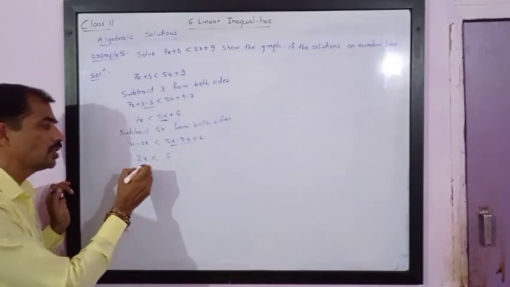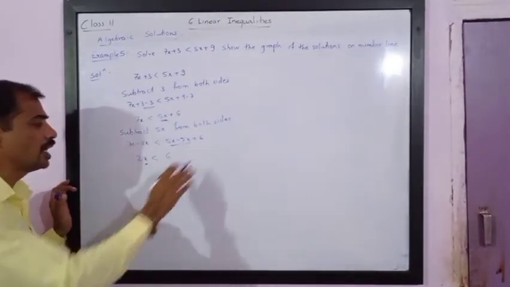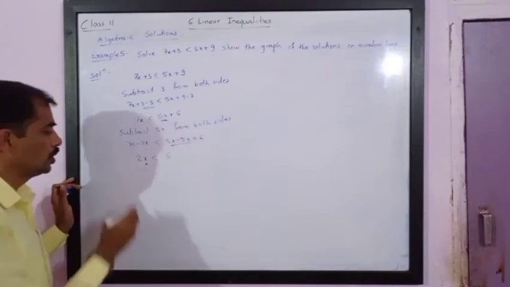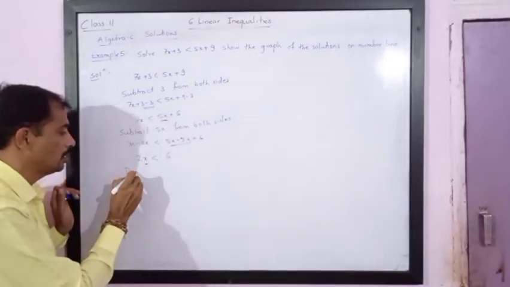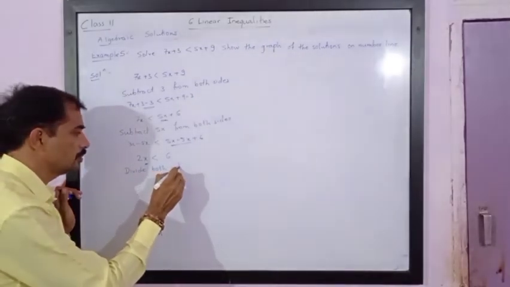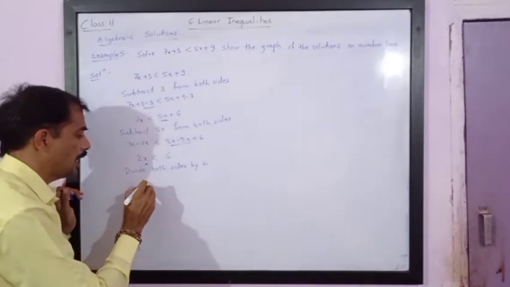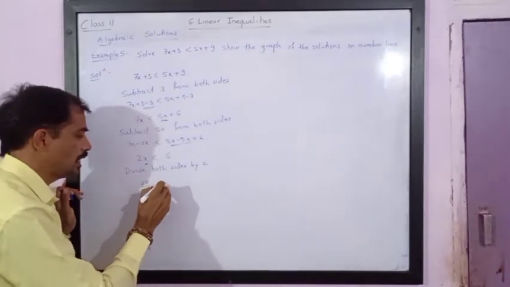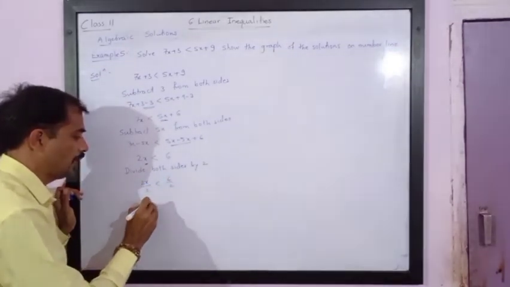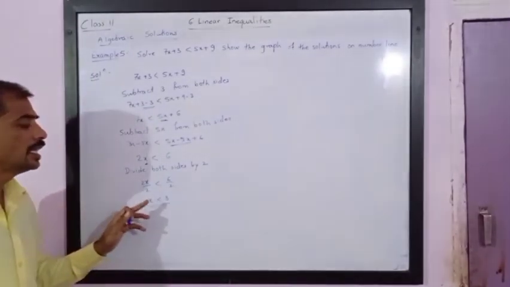Now we want only x on the left hand side. So we need to eliminate 2. To eliminate 2, divide both sides of the inequality by 2. So you will get 2x divided by 2 is less than 6 divided by 2. So you will get x is less than 3. So we have got x is less than 3.